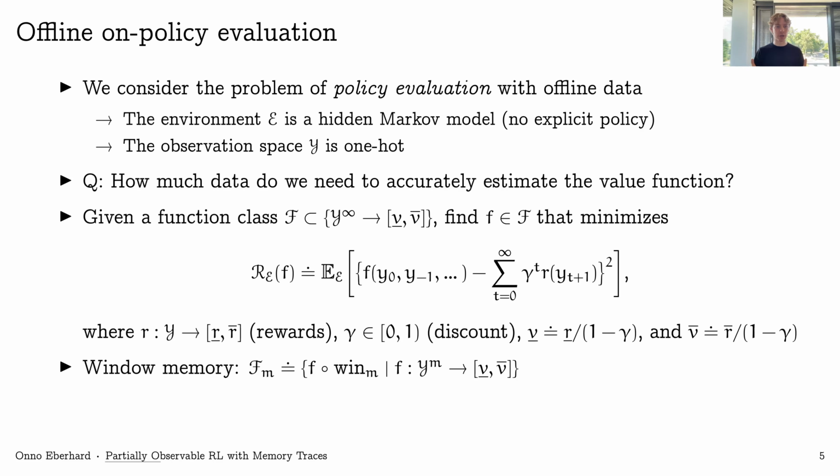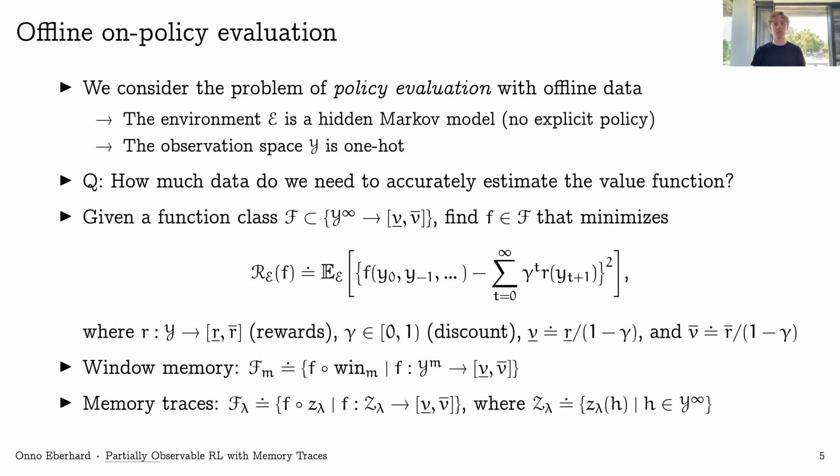For windows, this function class is given by first a truncation. We truncate the complete history to give us the length m window, and then we apply an arbitrary function to this length m window to map it to the real numbers. For memory traces, we can do a very similar thing. We first map the history of observations to the traced space using the exponentially weighted average, and then we map this memory trace to a value in the real numbers.